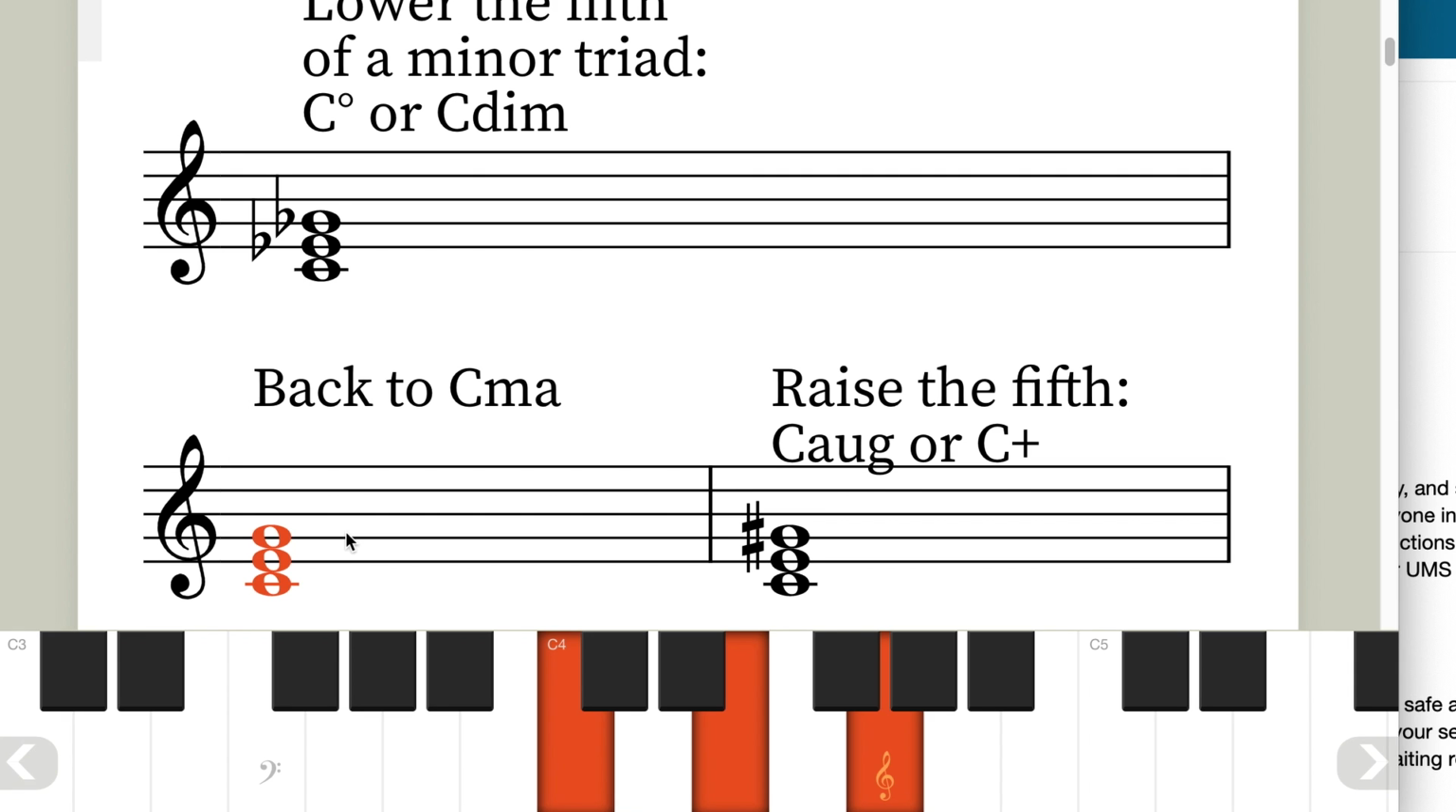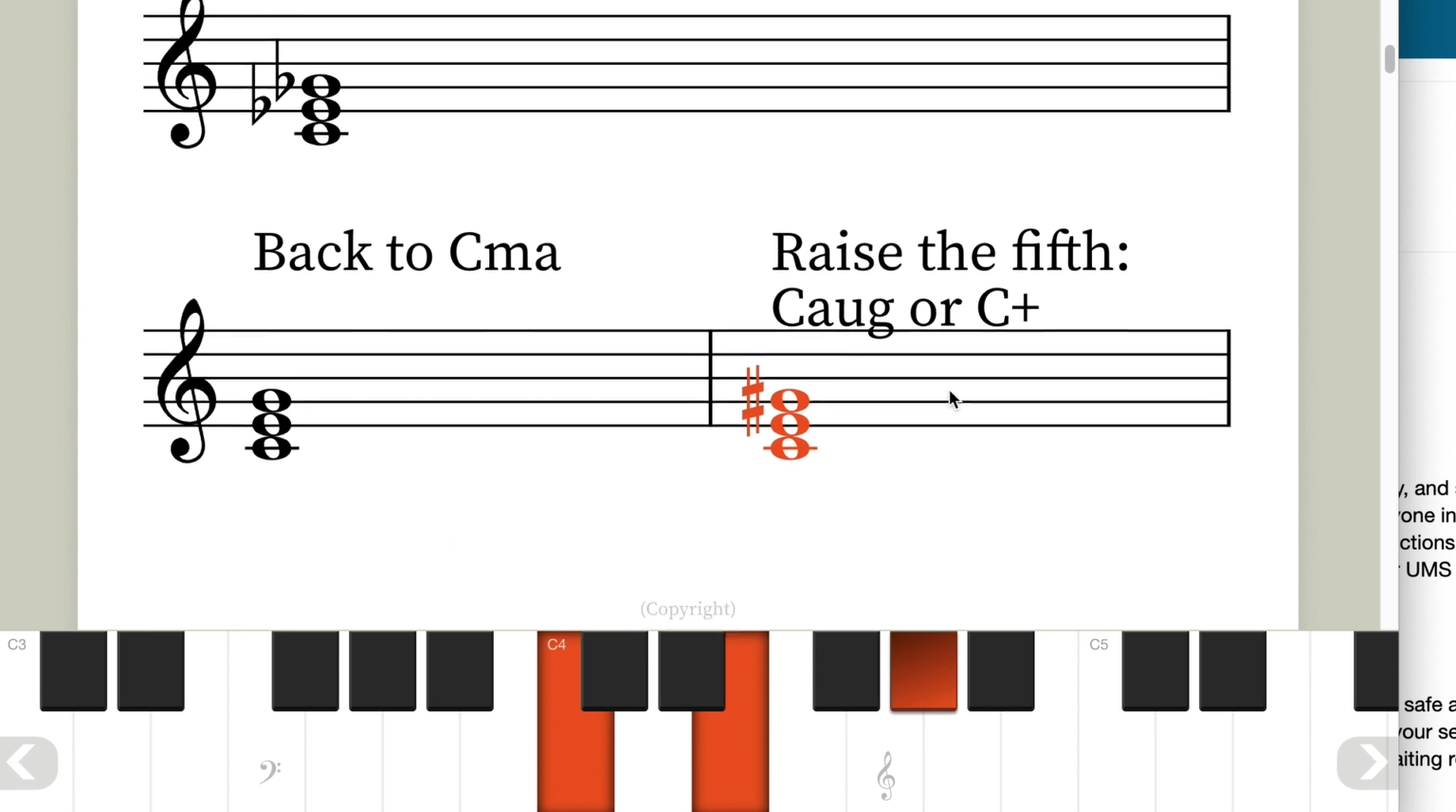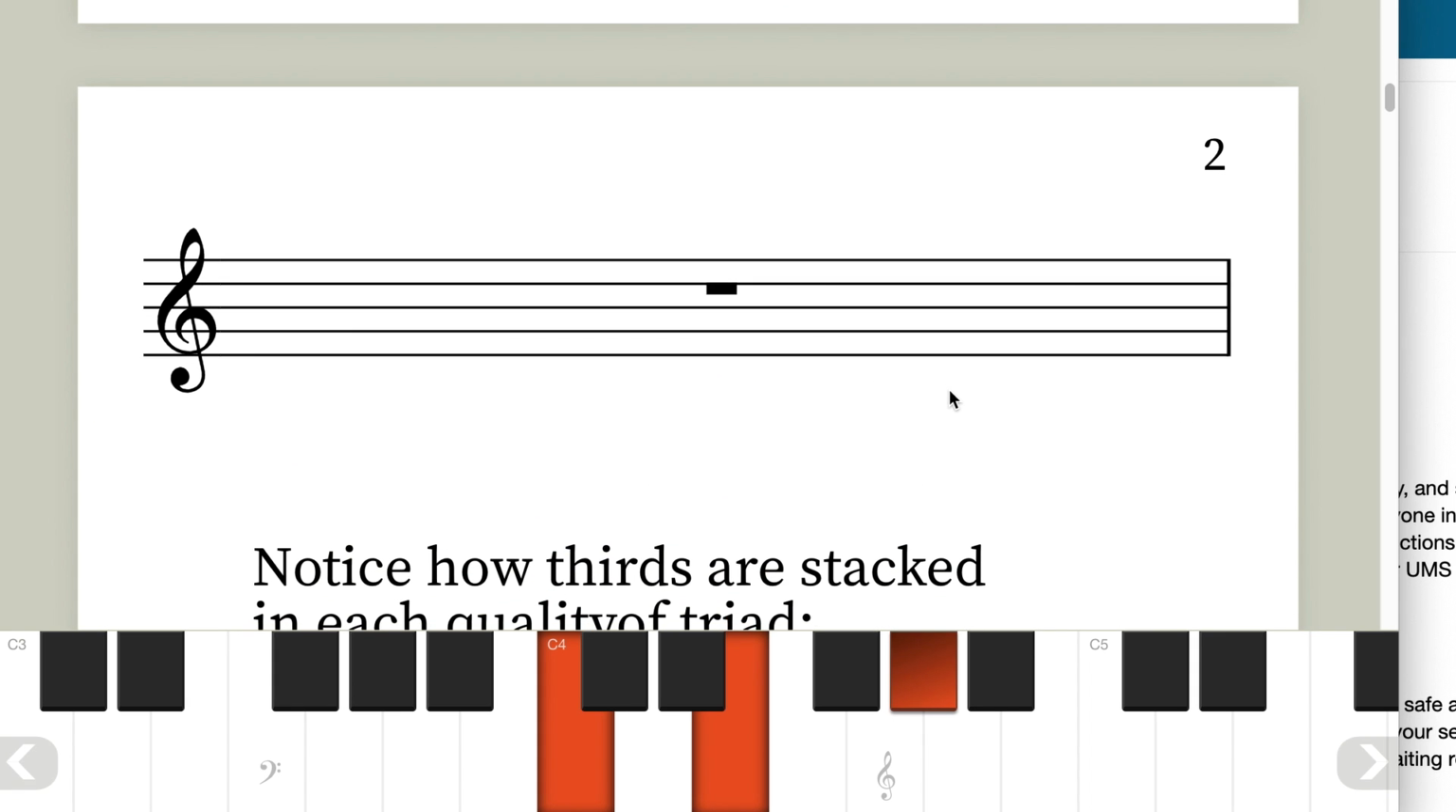Okay, now we go back to C major. And to make that an augmented triad, we're going to raise the fifth. 1, 2, 3, 4, 5. We raise that up a half step. And now we've got an augmented triad. That's an augmented fifth from C to G sharp. Let's go on to the next one.